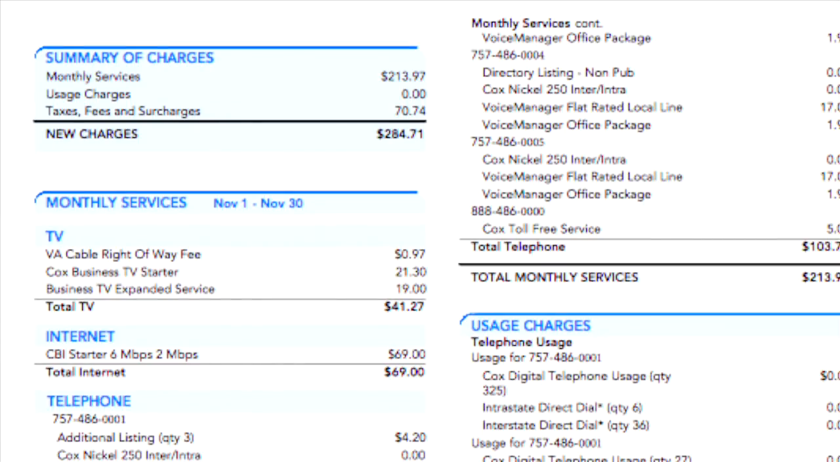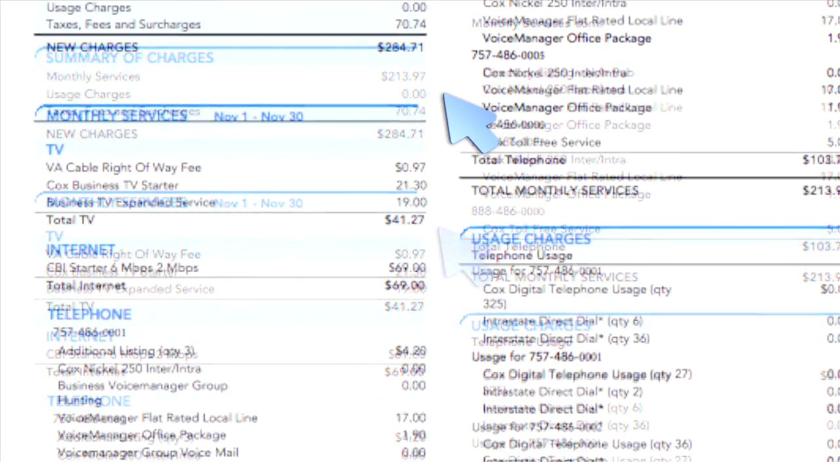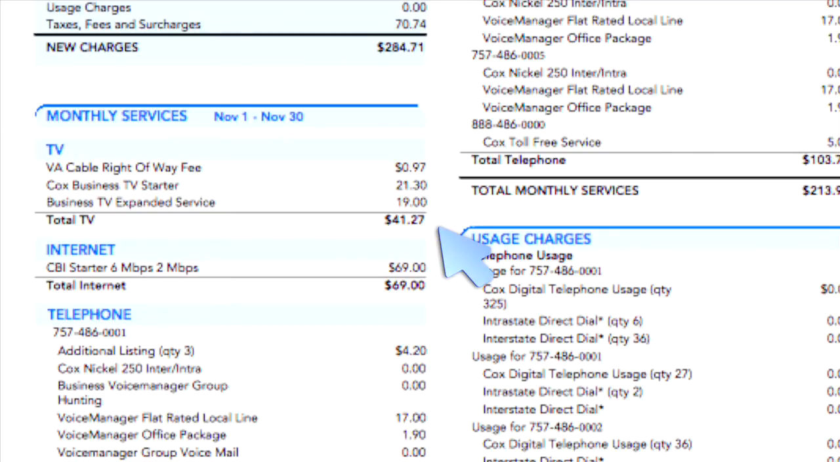Next, page 2 will include more detail, including summary of charges, a more granular overview of your charges for the current billing period, including a breakout of monthly services, usage charges, and other taxes and fees. Monthly services. In this example, you'll see an additional breakout of the monthly charges by service. For example, this customer has digital TV, internet service, and digital telephone service with a long-distance plan on each voice line. What is not shown is the actual long-distance usage. This information is on page 3, and we'll discuss that shortly.